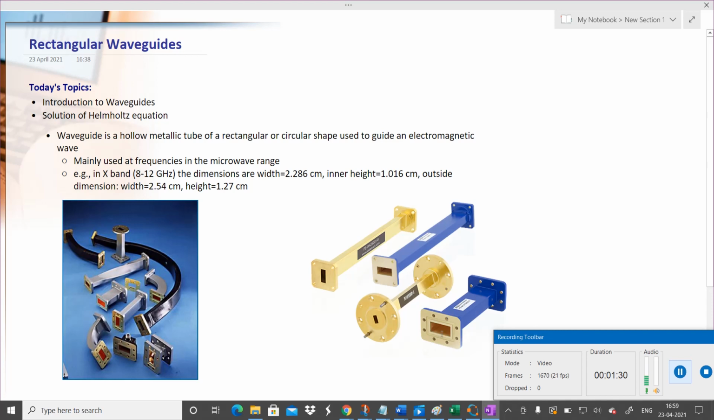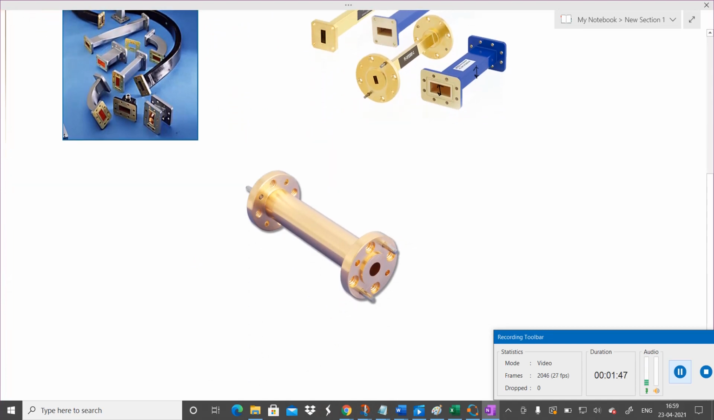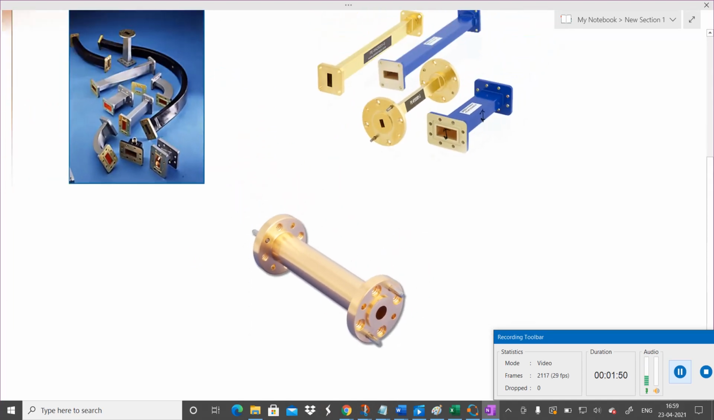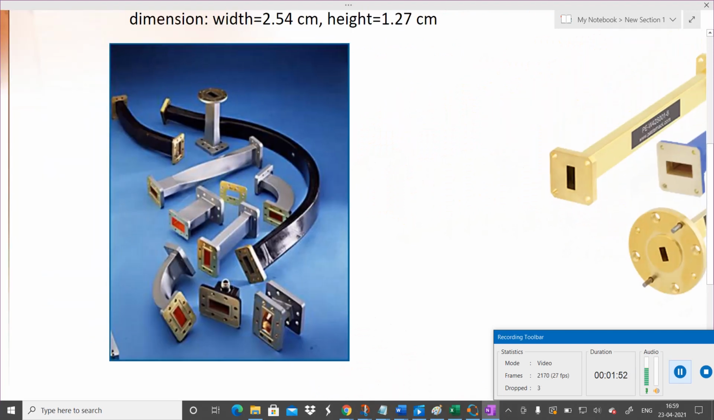Like this, inner dimension, and there will be the outer dimension. So inner height and outer height. And usually it is of two types, rectangular and circular. So here is the circular one. And in this particular figure, you can see that there can be variants also. Here are different shapes, and some of them are particular devices, like directional couplers, which we will also study.